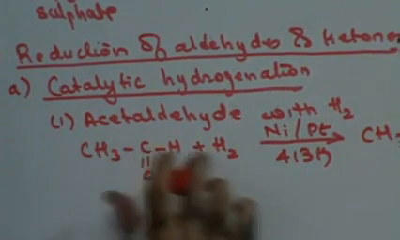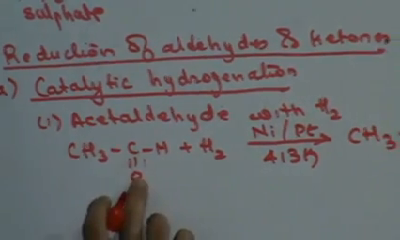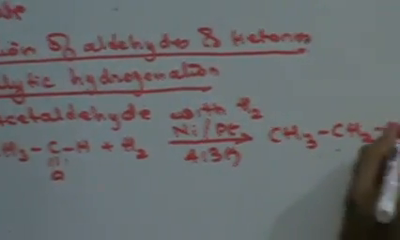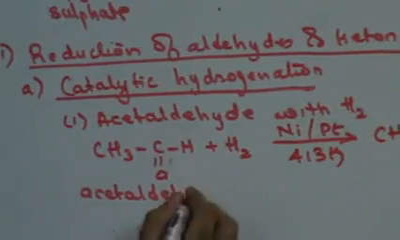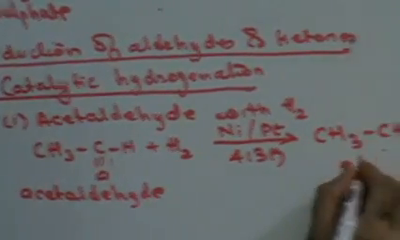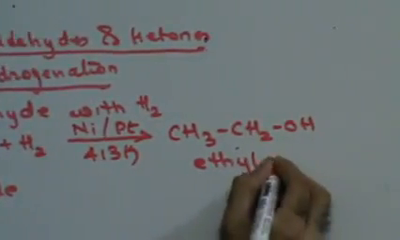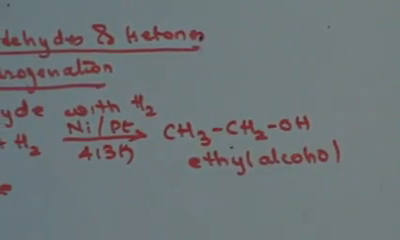CH3CH2. This C combines with 1H from here, and the other H combines with O to give you OH. This is acetaldehyde, with two carbon atoms, therefore ethyl, OH, therefore alcohol: ethyl alcohol. Do we get this in here?